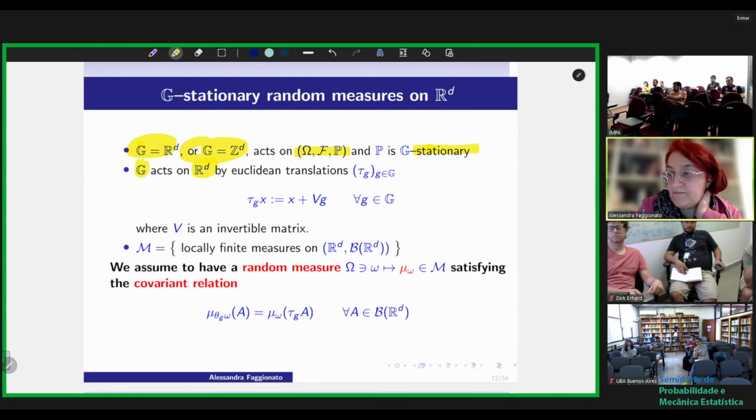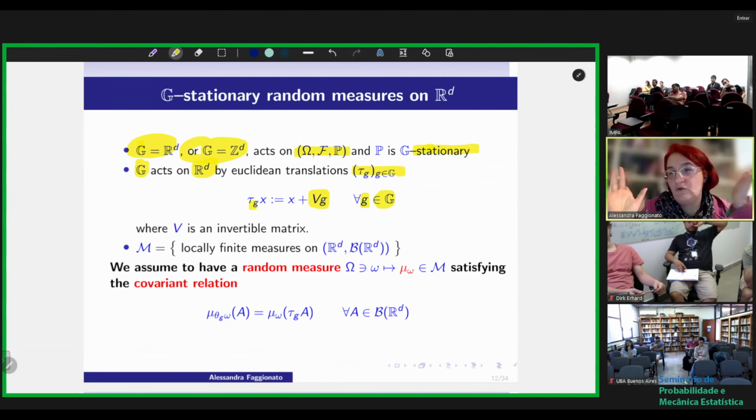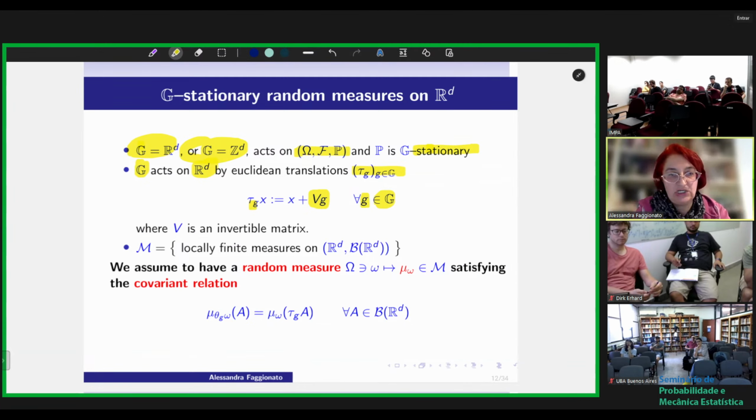By Euclidean translations, I mean this. I have a family of translations, tau_g, parameterized by the elements of the group, so tau_g for each g in the group, and they are of this form. tau_g of x is a translation of x along the vector Vg, where V is an invertible matrix which is fixed. It does not depend on the element of the group. You can think at the beginning of V equal to the identity, and then tau_g of x is simply the translation of the point x along the vector g.